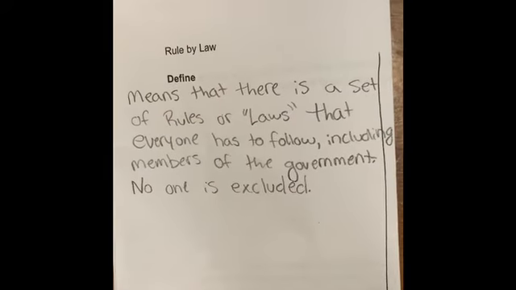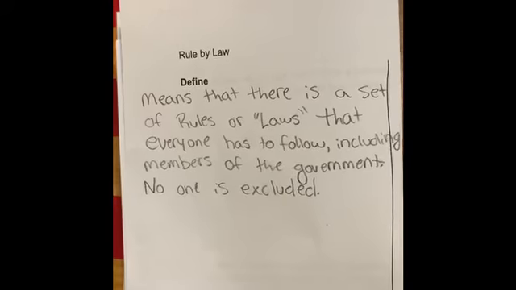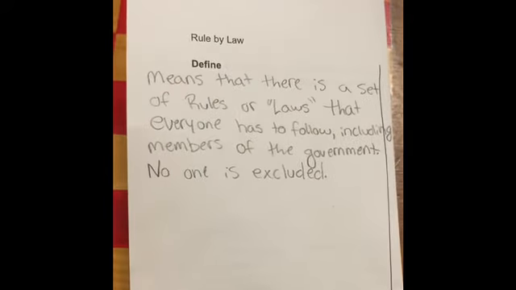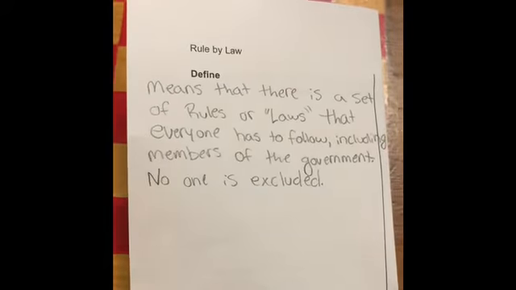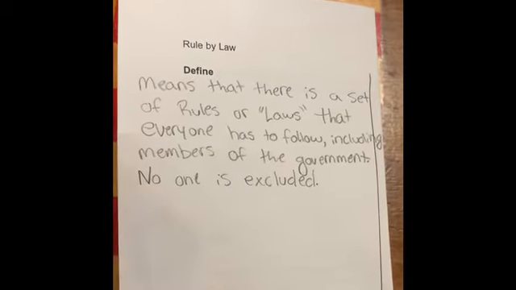Rule by law, here's a good definition. It says it means that there is a set of rules that everyone has to follow. The key thing with rule by law is everyone has to follow the laws, including the members of the government. I liked on this one that it said no one is excluded. Everybody has to follow the laws.